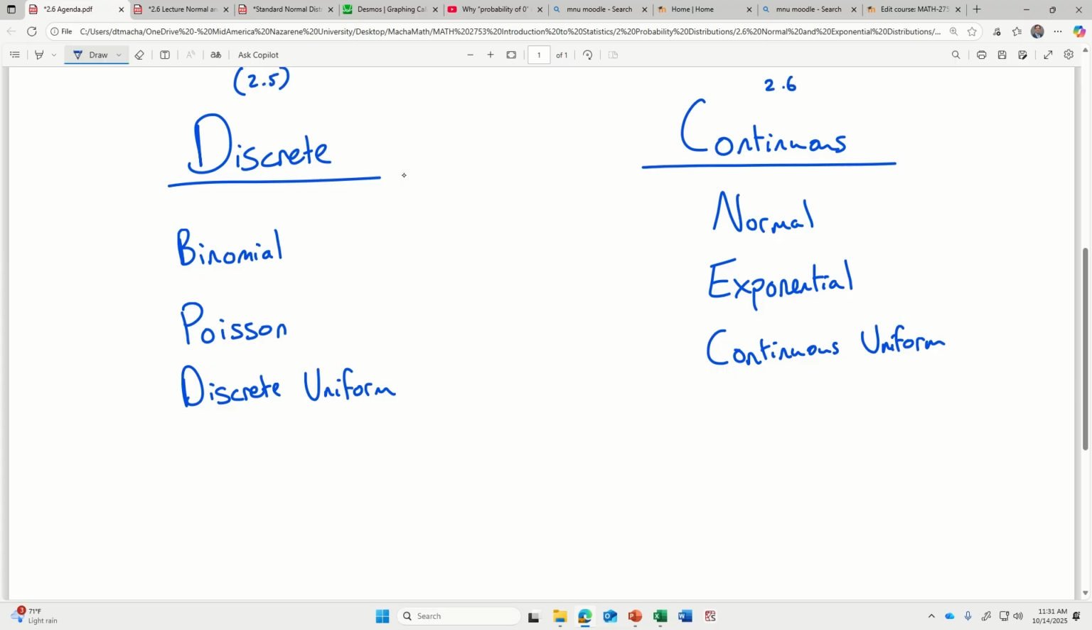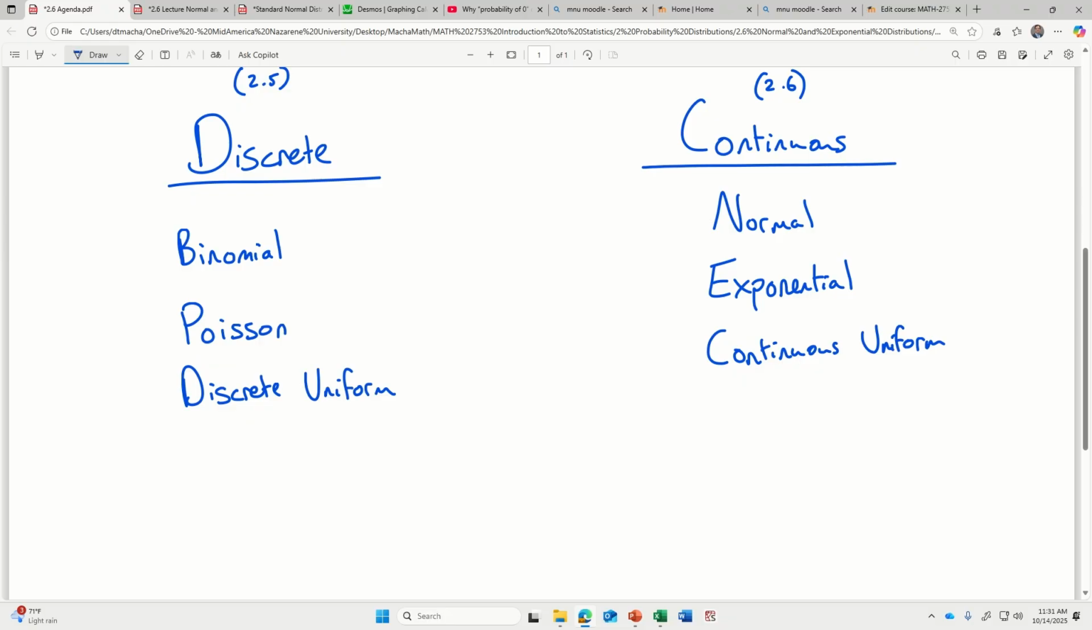So your 2.5 homework only asks you about discrete random variables. Your 2.6 homework only asks you about continuous random variables. On your test, I'm going to mix these questions up and give you both types of random variables, but you'll know whether the random variable is discrete or continuous based on what distribution it follows.